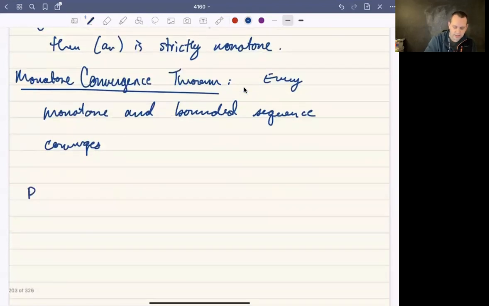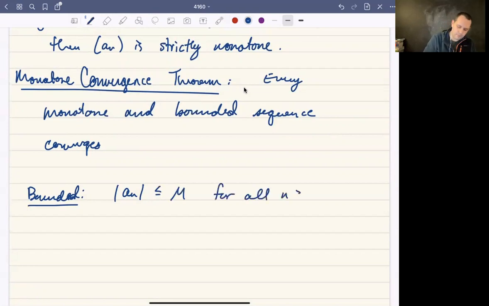Bounded means that, and actually bounded makes sense for all sequences, whereas monotone only makes sense for real valued sequences. Bounded just means that these values a sub n are less than or equal to some finite number m for all n. So if there exists a value m so that the sequence satisfies this, then this is true. And here m is of course a real number. So anyways, every monotone and bounded sequence converges. That's the monotone convergence theorem.